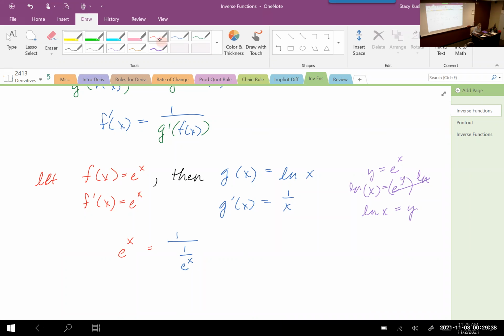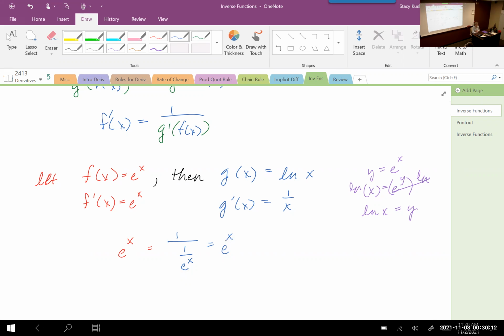Okay, so does e to the x equal 1 over e to the x? Well, it does, right? Because 1 divided by 1 over e to the x is the same thing as multiplying by e to the x over 1. So we end up with e to the x, all right? So the derivative of a function and the derivative of the inverse function have this kind of reciprocal relationship with each other, don't they? Evaluated at the function itself.